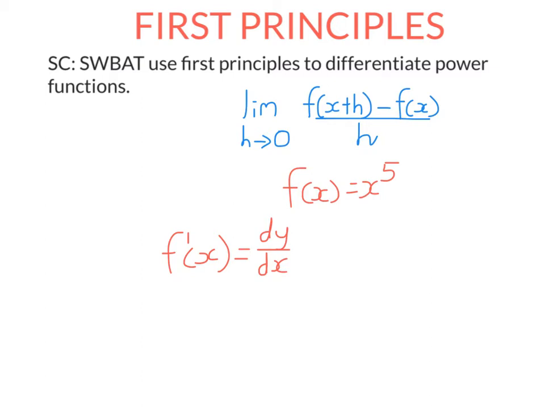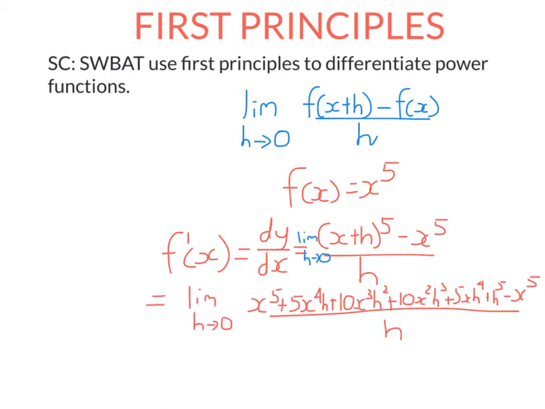So let's substitute this in. So f of x plus h is (x plus h) to the power of 5. So then I minus f(x) and divide by h. So we know how to expand this from last semester. So when I expand this, I just get this big expression here. So we've got f of x plus h, which is that, minus f of x, which is x to the power of 5, over h. And I should have put the limit there. We're taking the limit as h approaches 0.